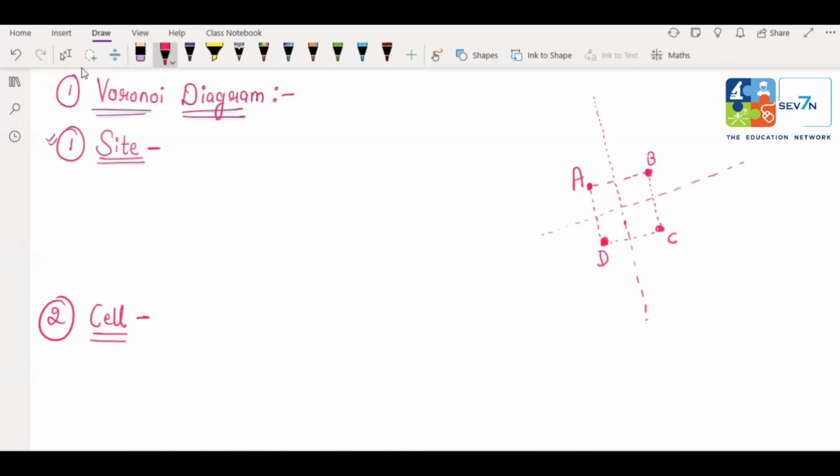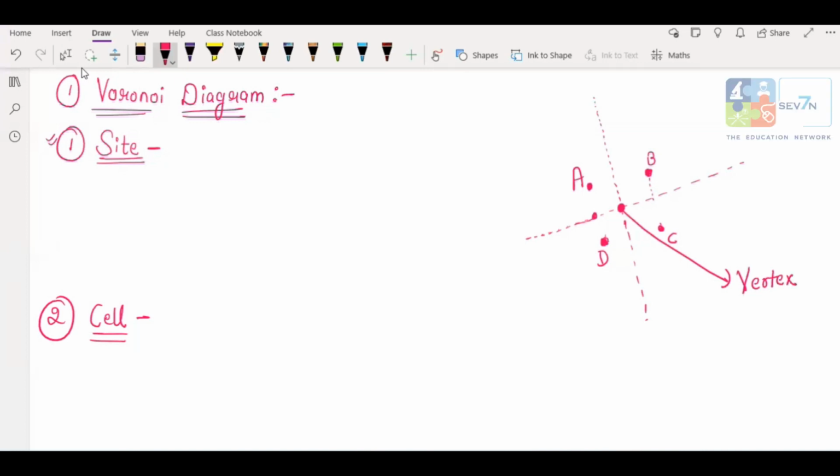Perpendicular bisector means you have to put a line which is perpendicular to each and every line, and this point must be a midpoint. Correct. Now you just need to erase these joining points, whatever the joining points are there, with the sides. After that, the point of intersection of all the perpendiculars of all the sides is known as vertex. Clear?